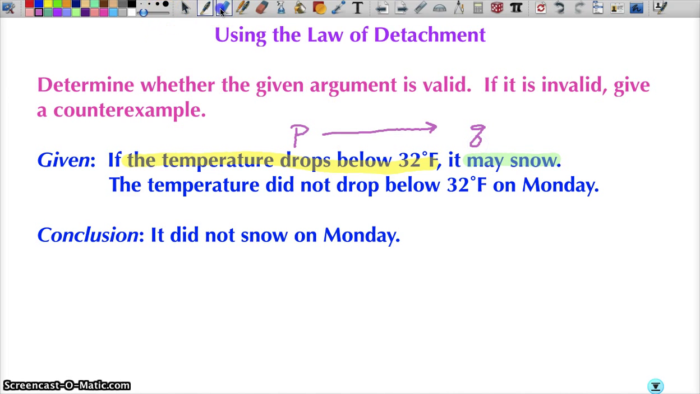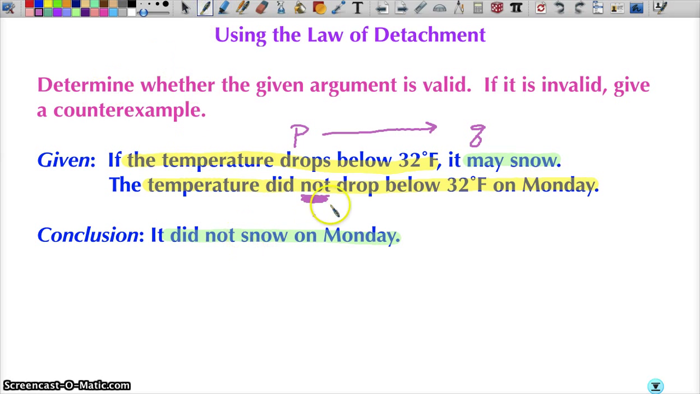All right, and then here we have that the temperature did not drop below 32 degrees on Monday. Even though this has a "not" right here, what we're looking for is, look at this next statement. Does it have to do with snowing? Yes, it does. So it did not snow on Monday.